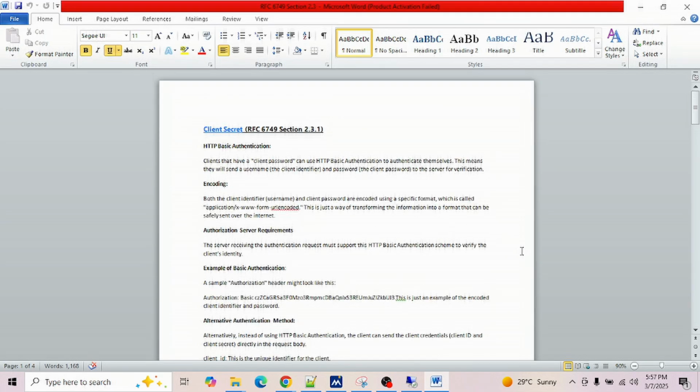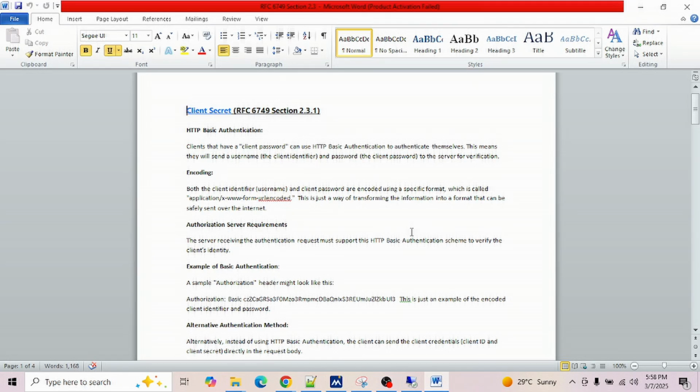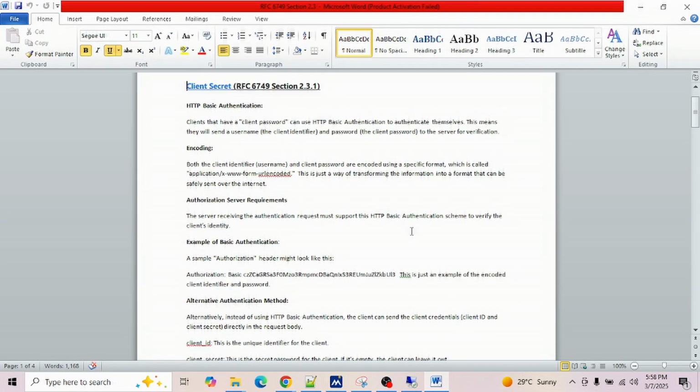I just prepared this. Let me make it a little bigger. So, client secret, RFC 6749 section 2.3.1. What does it say? We have HTTP basic authentication. Clients that have a client password can use HTTP basic authentication to authenticate themselves. This means they will send a username and password to the server for verification, and basically the client identifier and the password are encoded using a specific format called application/x-www-form-urlencoded. This is just a way of transforming the information into a format that can be safely sent over the internet. We have already used this basic authentication, so we know this client secret based authentication.